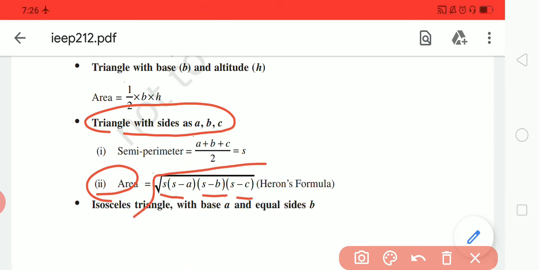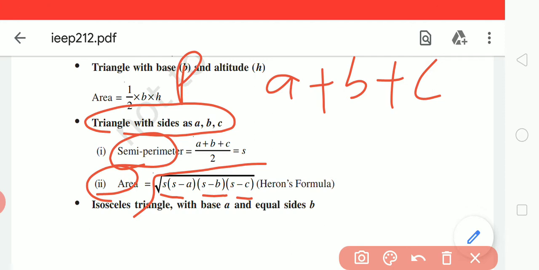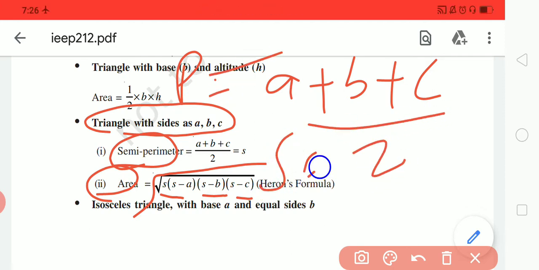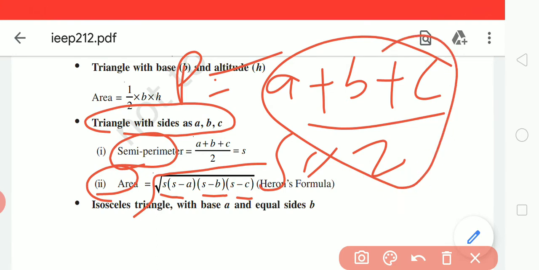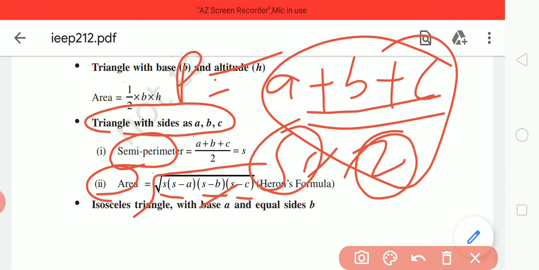And what is the S here? It is the semi perimeter. You know that perimeter is the sum of all the sides, that is A plus B plus C. This is the perimeter, right? And the semi perimeter will be half of it, you know, semi means half. So we will write A plus B plus C by 2, that is S, and put the value in the formula, right?